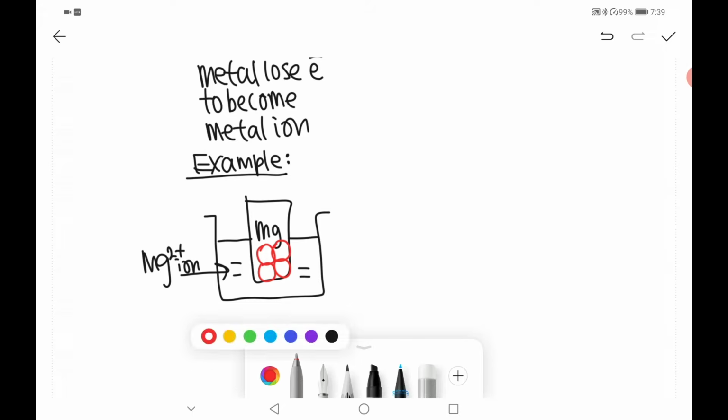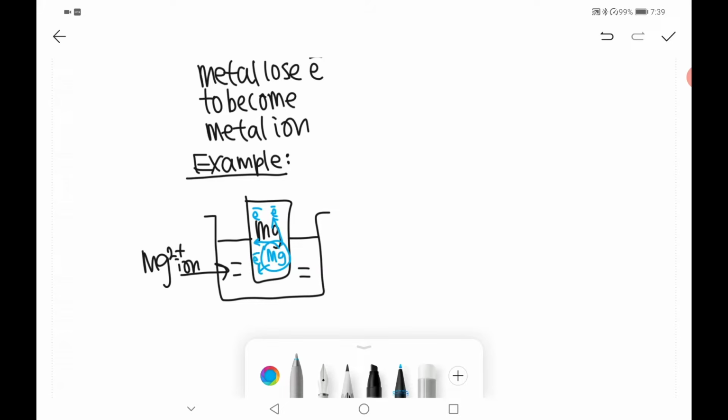So some of the magnesium will donate electrons. Let me draw a picture here. You don't need to know how to draw this picture. Let's say this magnesium has some magnesium atoms. The magnesium atom here will donate electrons, meaning the electrons will go into the electrode. So magnesium will donate electrons.